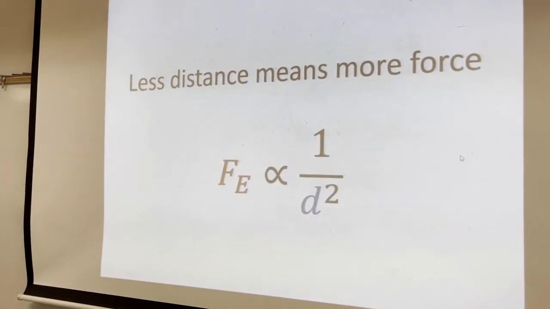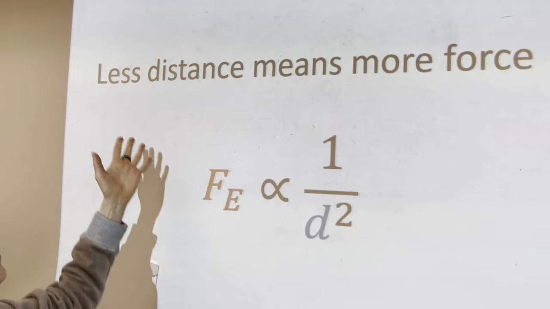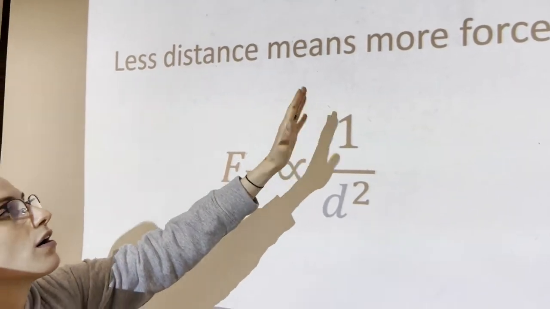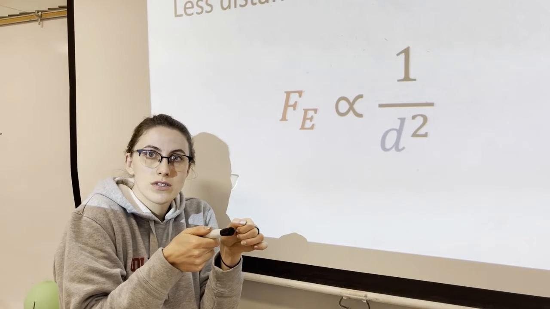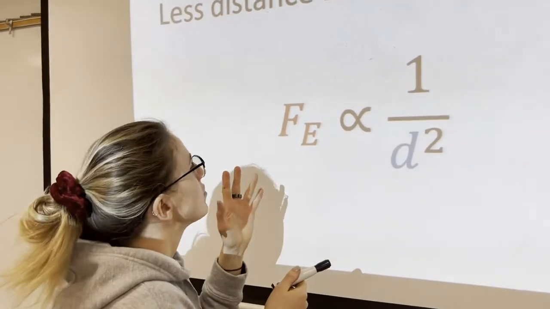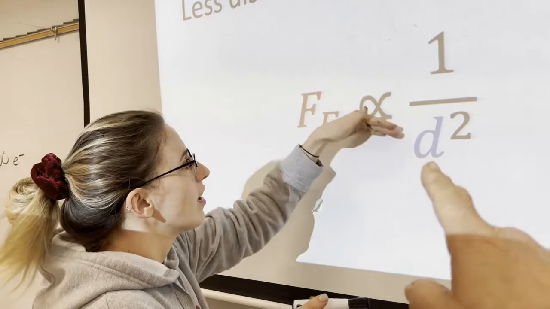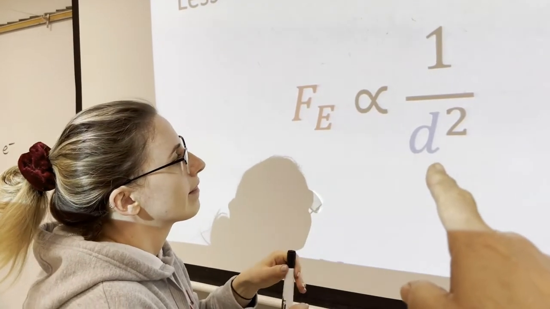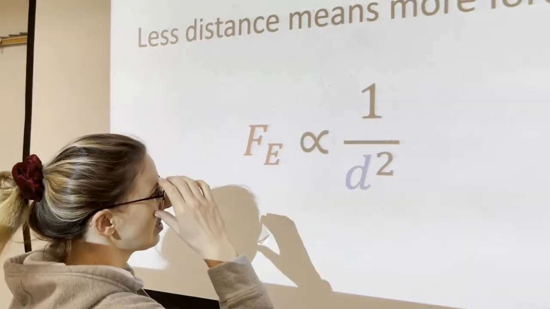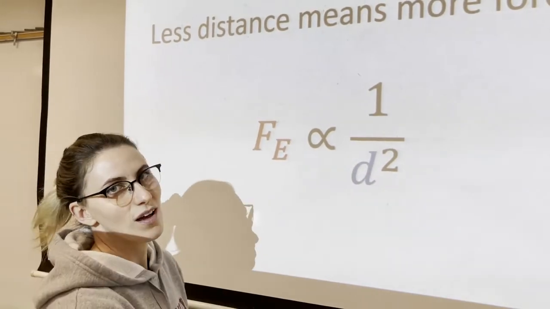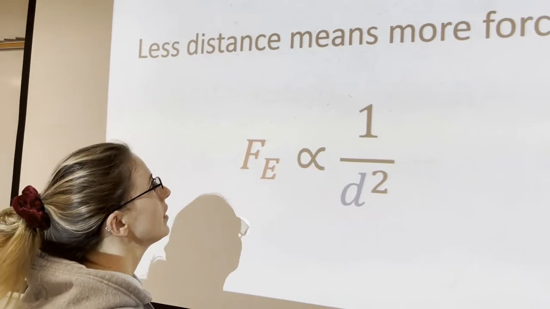All right, and then here is the other idea. For the electrical force, less distance means more force. The closer we are, the greater the force. That's an inverse relationship. As the number on the bottom of the fraction gets larger, the whole fraction gets smaller, and vice versa. And what do you call this? The inverse square law. That's like a thing.